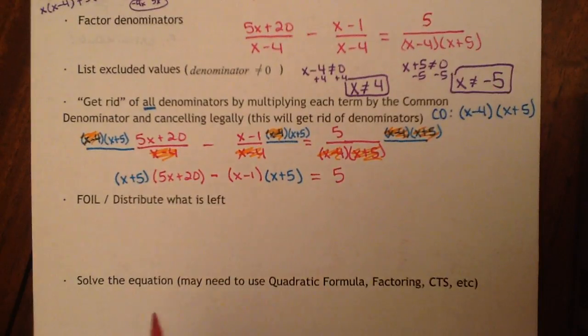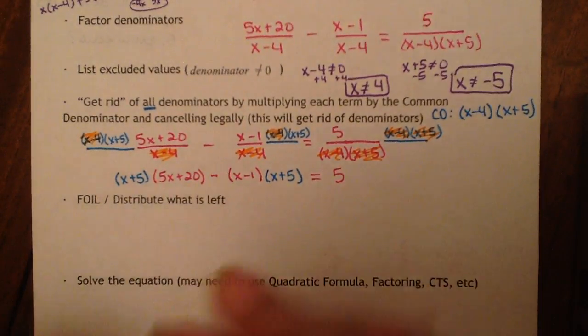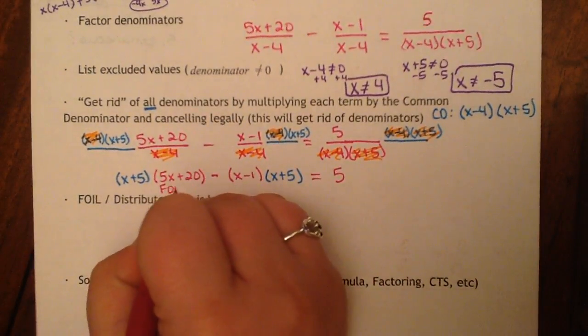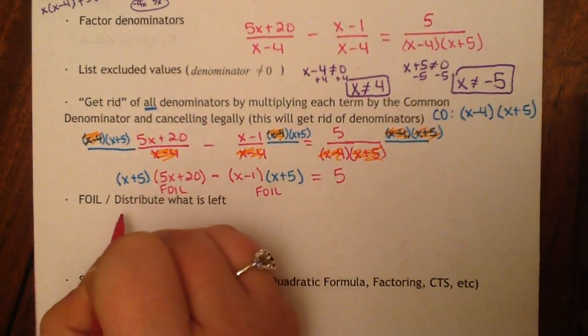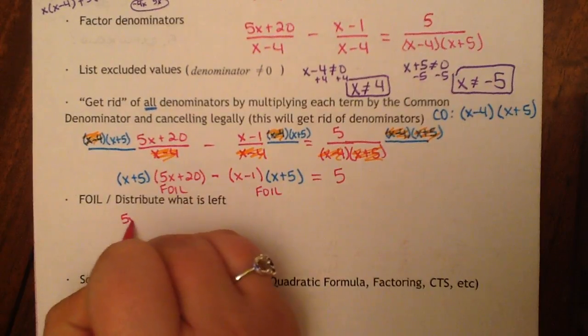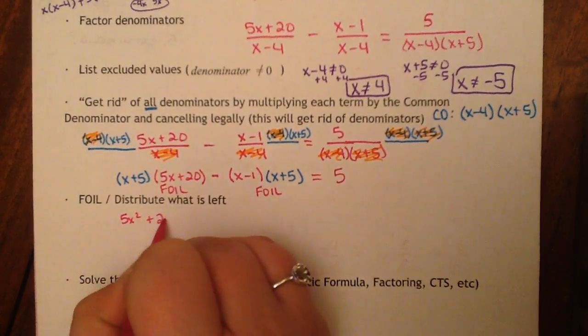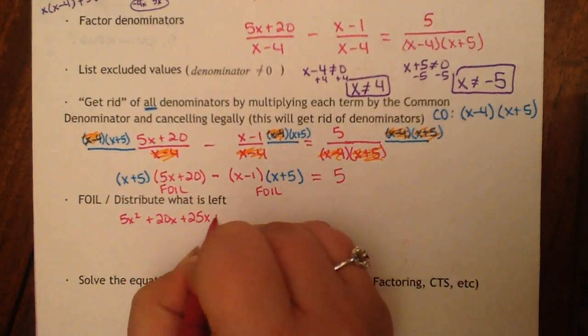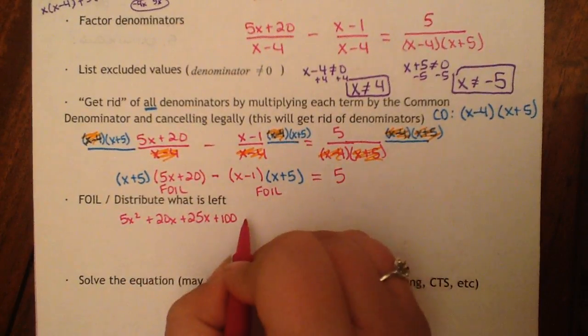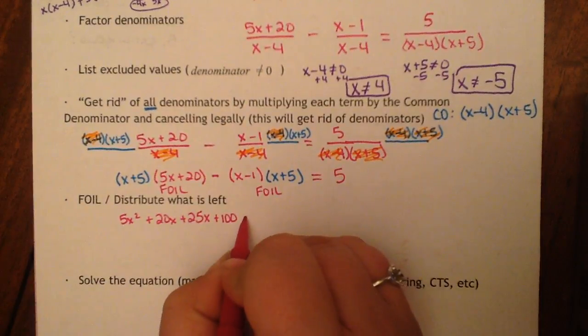So now we are going to FOIL here and FOIL here. So x times 5x is 5x squared, then we're going to have 20x, and then 25x, and then 100. Now, this next one is a little bit trickier.